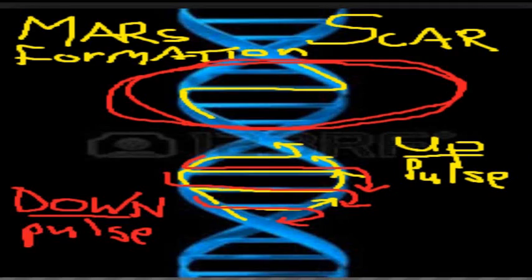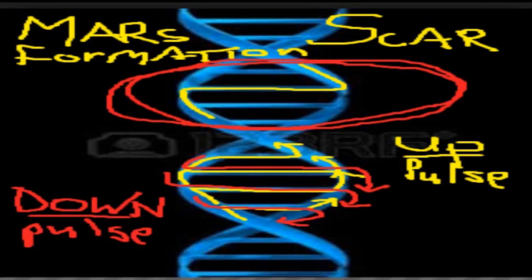Okay, today I'm going to be talking about how the scar on Mars was formed. It was not formed by water, it was not formed by ice, it was formed by electricity. And I'm going to prove that today.